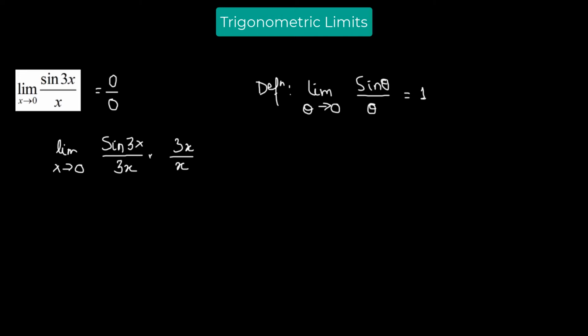So this gives us limit x going to 0 of sine 3x over 3x. We have x and x cancelling out, that leaves us with 3. That 3 being a constant can be brought in front of the limit, and the limit x going to 0 of sine 3x over 3x is going to be 1 using our definition. So we have 3 times 1, which is equal to 3. That means the limiting value of the given function sine 3x over x when x tends to 0 is going to be equal to 3.